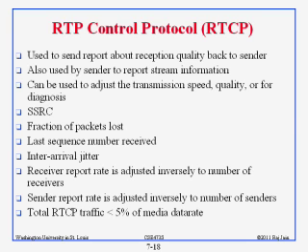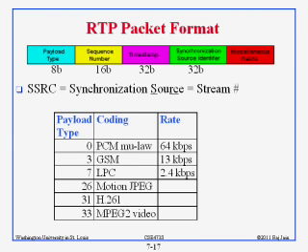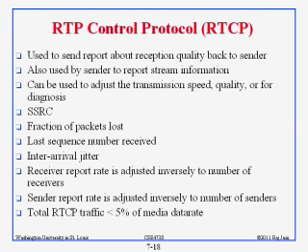It is also used by the sender to report stream information. Another thing RTCP can do is broadcast something which is not really data, but say, well, I am going to broadcast my lecture using MPEG-4. So RTCP can be used for that. It can be used to adjust the transmission speed, quality, or for diagnosis. It contains the SSRC, which is that synchronizing source number, so you know what stream they are talking about. Fractional packet loss, last sequence number received, inter-arrival jitter. So these are the kinds of things that you can send back.